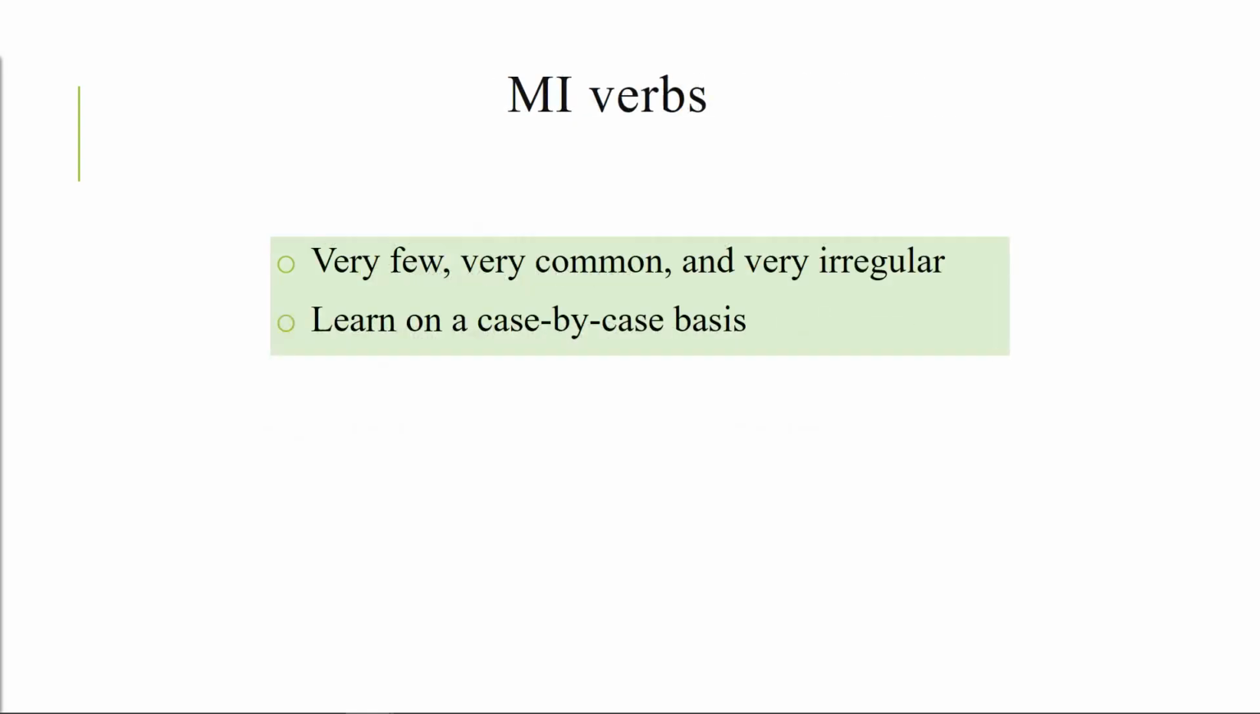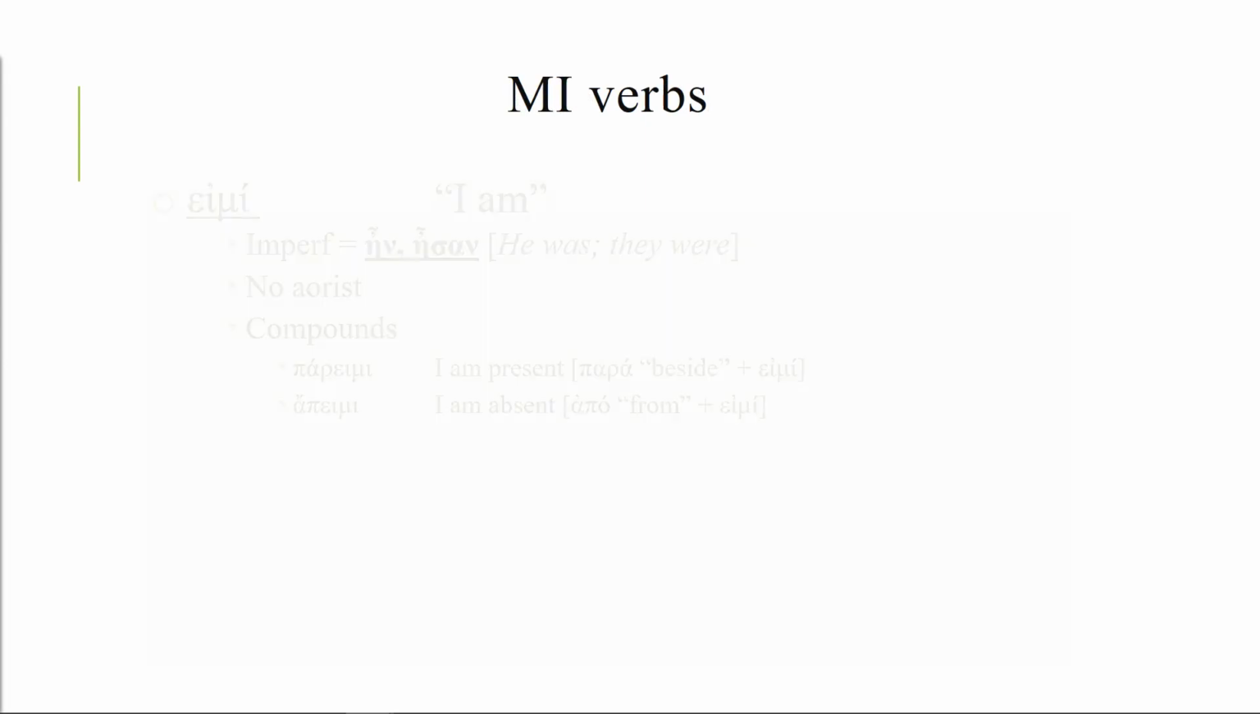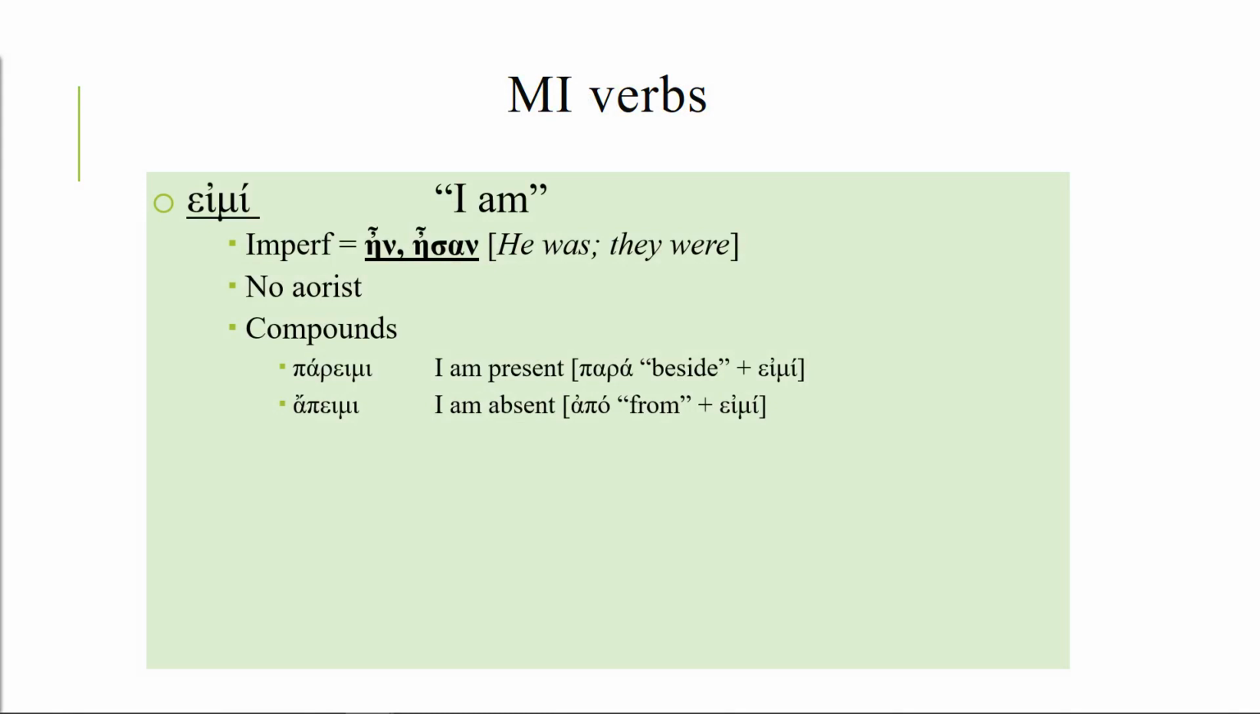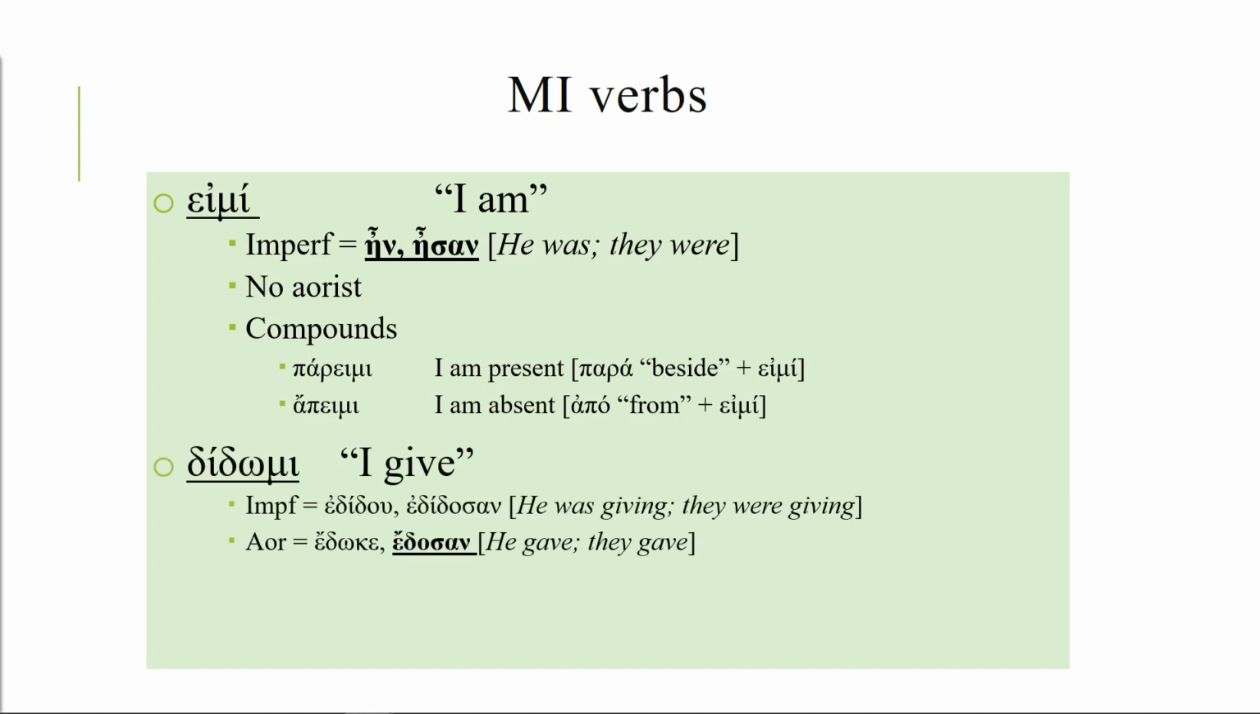Mi verbs, very few of them. Very common and very irregular, and you just have to learn them on a case-by-case basis. There's just no way around it. Eimi, I am, has no aorist, fortunately, but in the imperfect, it's ein and ason. You'll see these a million times. I told you there's compounds. Pareimi, I am present, means to be, I am beside. Or apeimi, I am absent, to be away from. And you'll see both of these. Didomi, I give, becomes edidu and edidoson in the imperfect, edoka and edoson in the aorist, and frankly, there's a bunch of other forms that show up at different times. Didomi is very irregular. It's got some weird forms.